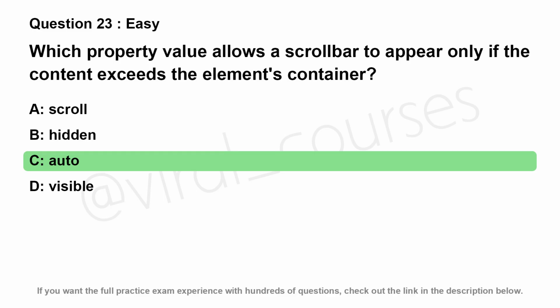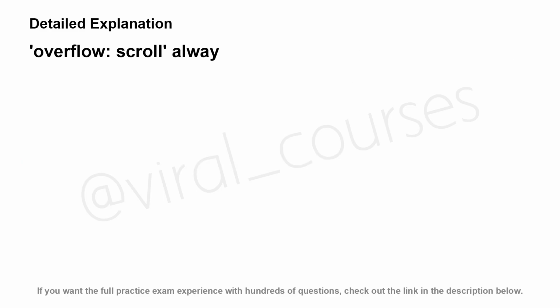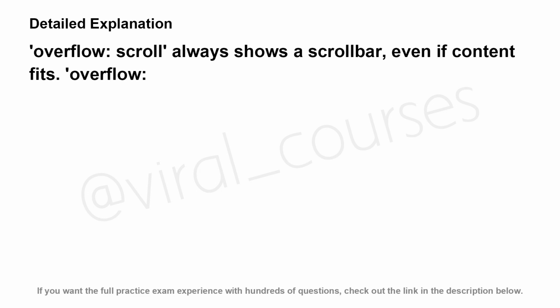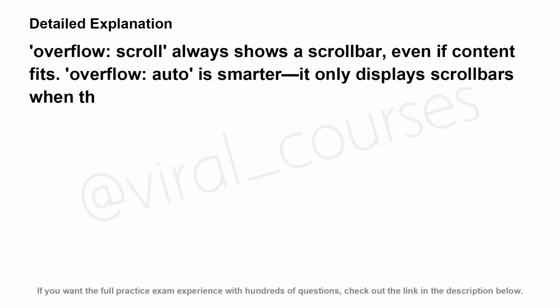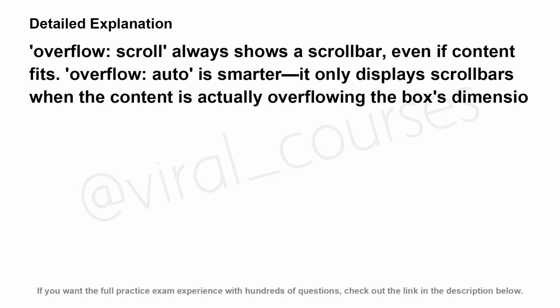The correct answer is C. overflow: scroll always shows a scrollbar, even if content fits. overflow: auto is smarter. It only displays scrollbars when the content is actually overflowing the box's dimensions.